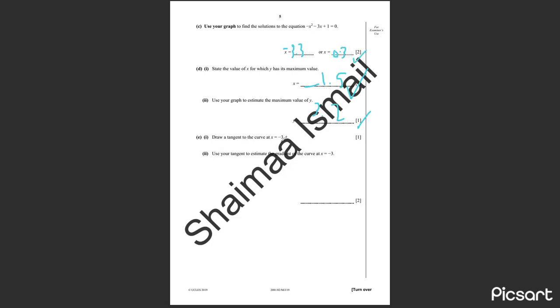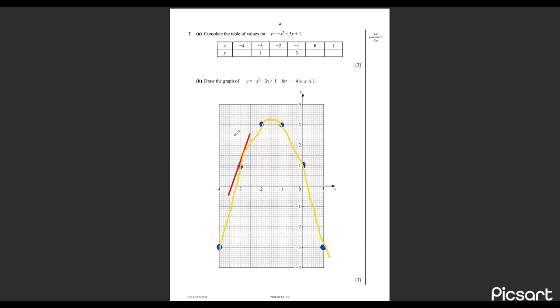Okay, draw a tangent to x equals negative 3. Use the tangent to estimate the gradient of the curve. Okay, back to our graph to draw the tangent at x equals negative 3. So here is the tangent at x equal to negative 3. And here I want the gradient. We can take this point that we have at negative 3 and 1, just to make it easy.